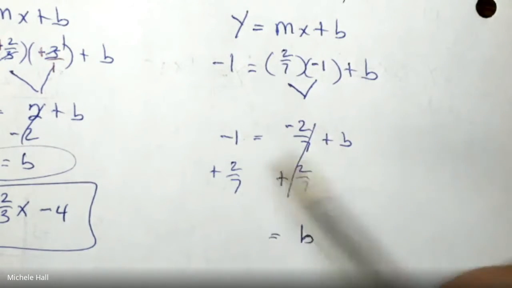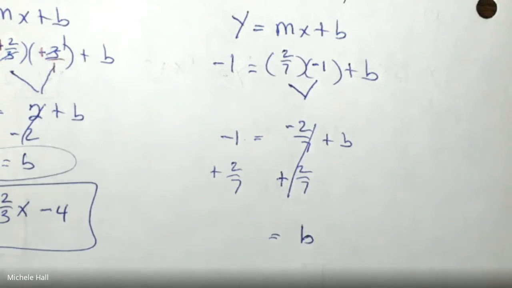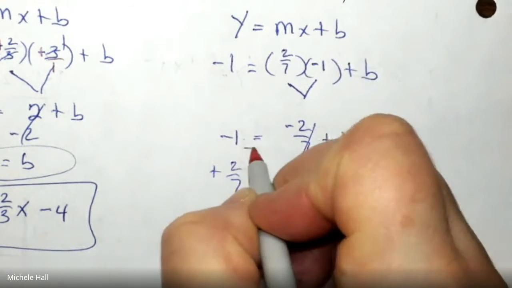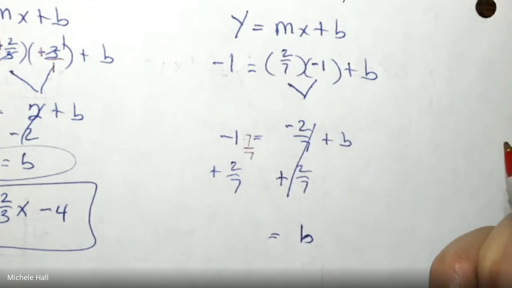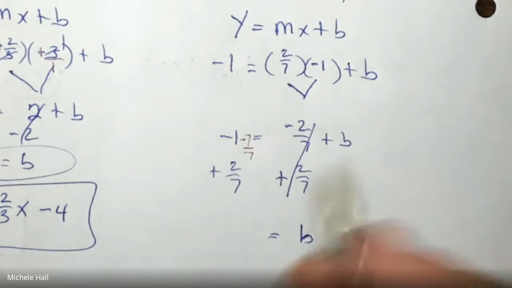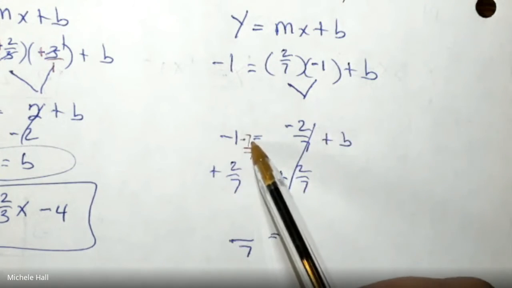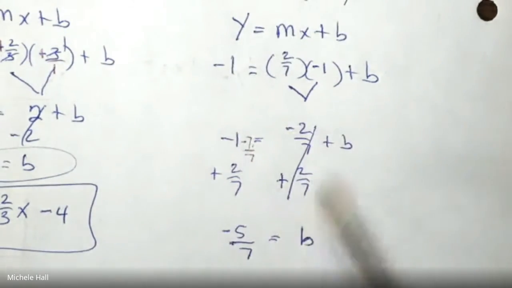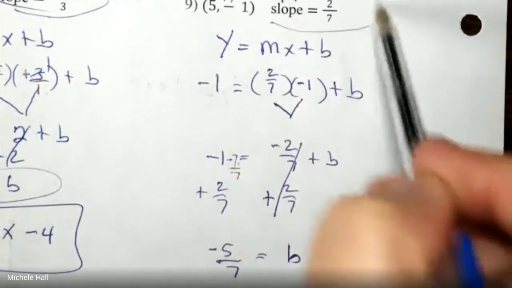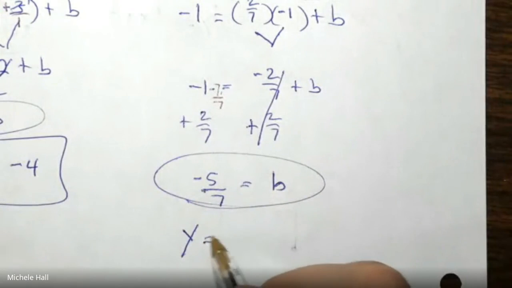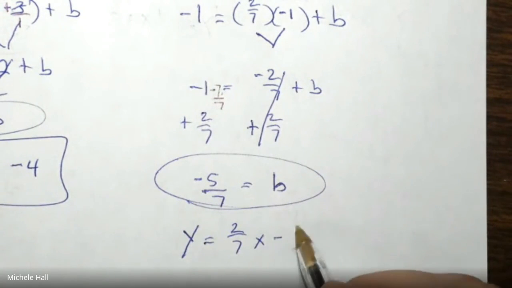What is -1 plus 2/7? We need a common denominator, and that would be 7/7 equals 1. So -7/7. What is -7/7 plus 2/7? We have our common denominator of 7. And then -7 plus 2 are different signs, so we subtract and take the sign from the larger number. Again, if we have our slope and we have our y-intercept, we can write the equation of a line. Y equals 2/7 x minus 7.